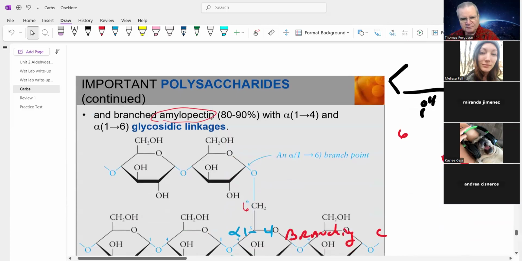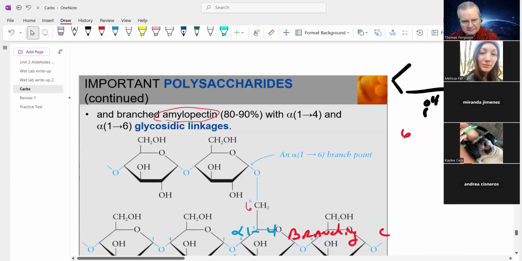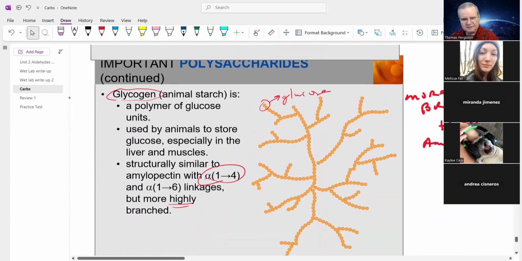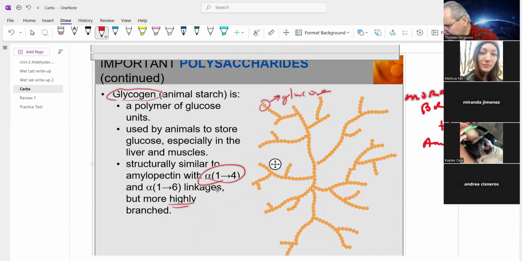Amylopectin is the branched version. Glycogen is very similar to amylopectin, except it's the only carbohydrate that mammals can make. So all these little yellow dots are glucose molecules, and the linkage is an alpha-1,4 and an alpha-1,6.